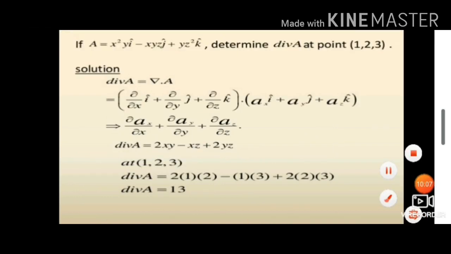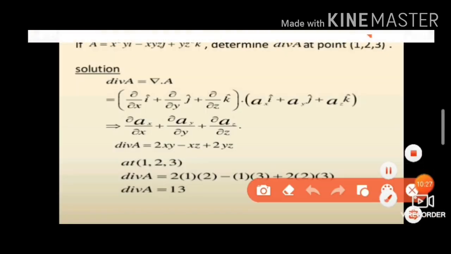Now see this, if we have A equal to x square y i cap minus x y z j cap plus y z square k cap, determine the divergence of A at point 1, 2, 3. So this is an example. Let us see how to find the divergence of this example. Now what is divergence? Divergence of A equals del dot A.